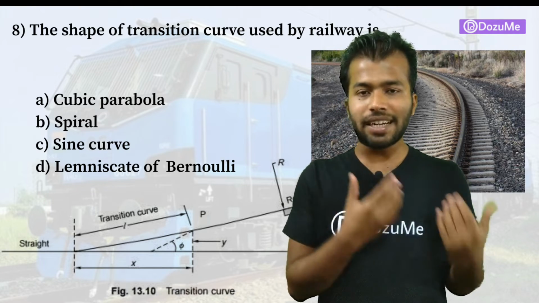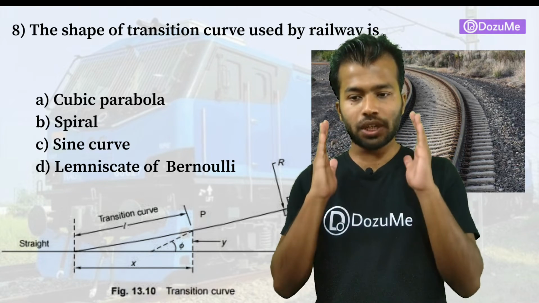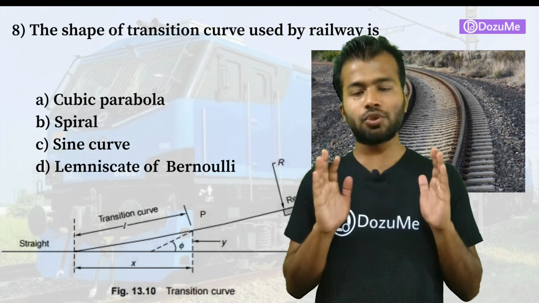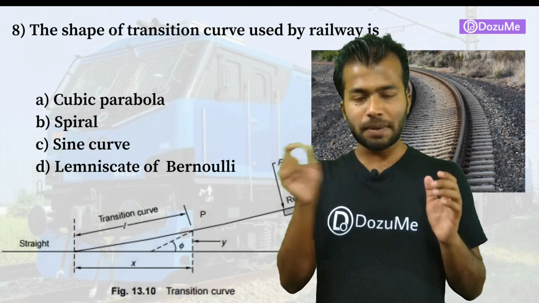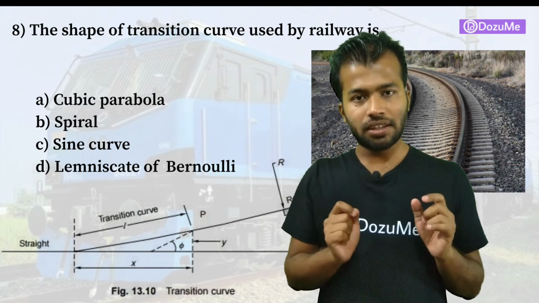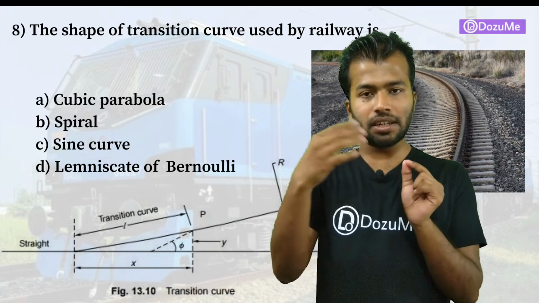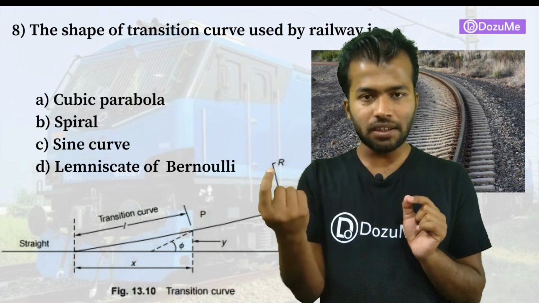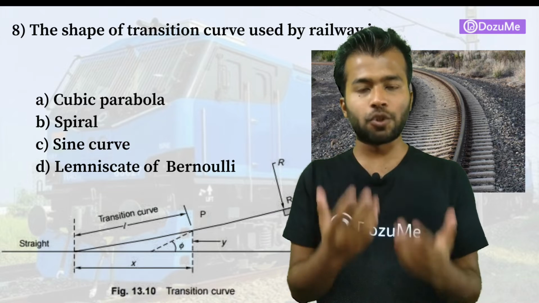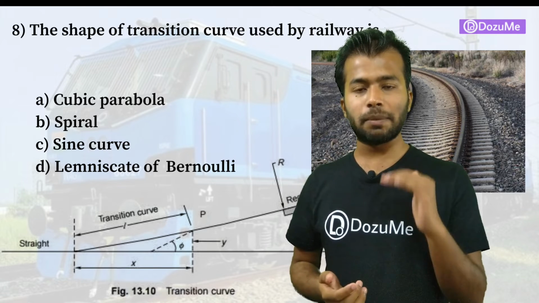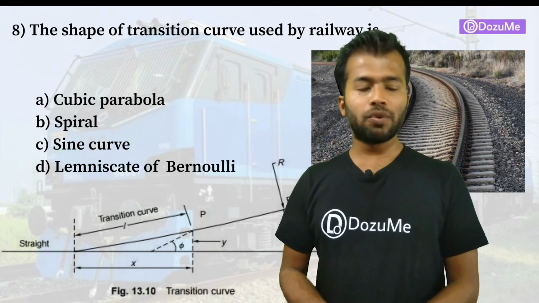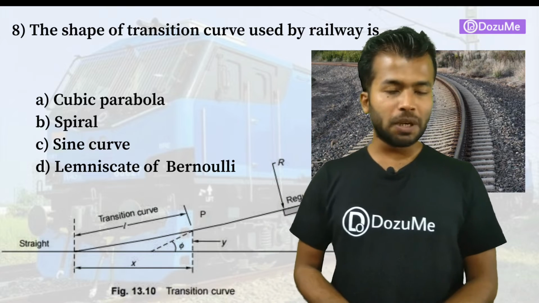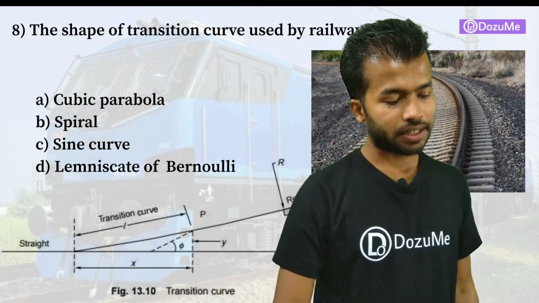Transition curve is that kind of curve which connects the straight line track to the curve. It basically acts like an agent which connects the curving portion to the straight portion, and works in the curving area to provide a perfect super elevation and counteract the instability from the speed. So we will go for the transition curve shape cubic parabola. So option A will be the correct answer.